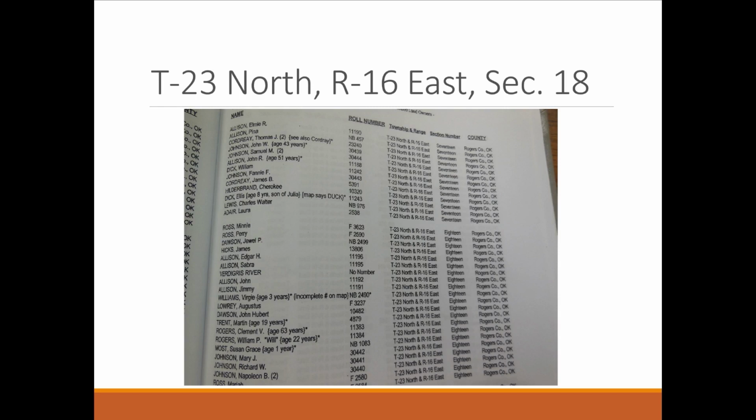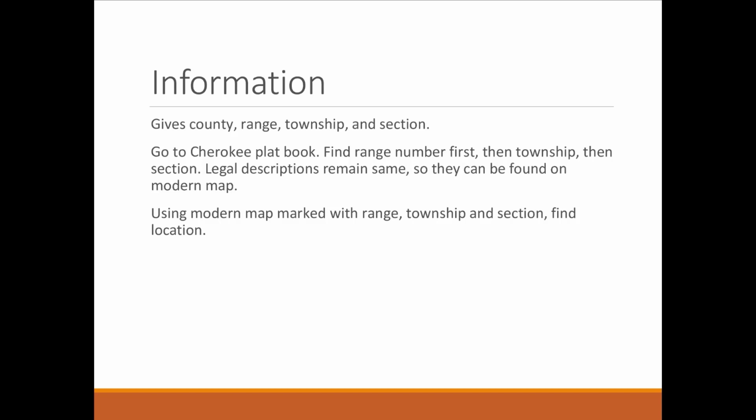And this is really wonderful how this was done in Indian Territory, because although these counties have names, there's no Puss-Cootie county or district anymore. However, this legal description doesn't change. You can go to a modern map and you can find this exact location. So this is what we have. We had a county, range, township, and section number.